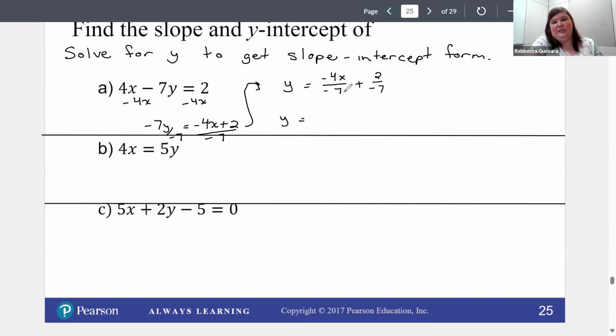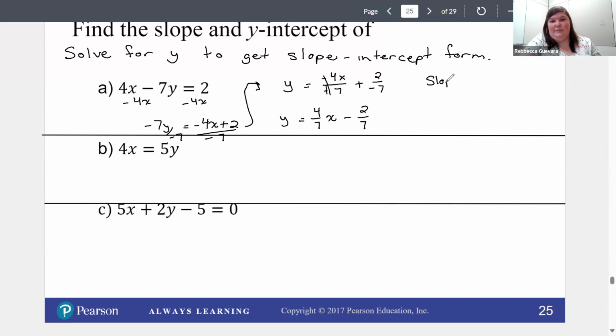So what you can do here is that this is just a fraction. These negatives cancel each other. So you're just left with 4/7 times x. It's just a way of rewriting that. So we have our slope. And then this here, we have that negative, so we can just say that's a -2/7. So intercepts aren't always nice numbers. Sometimes they do end up being fractions, as we have in this case.